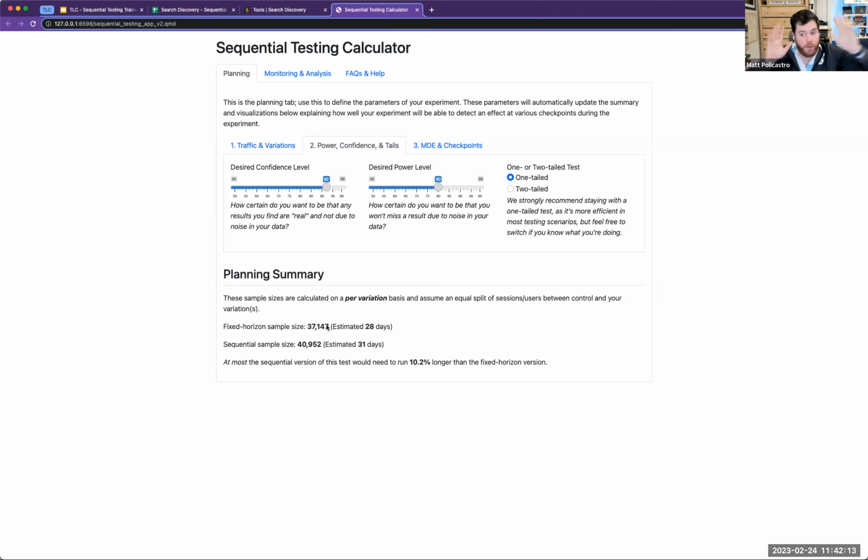We launch the test. We don't look. We're going to close our eyes, blindfold ourselves, and not look at it until it's done. And then there's the sequential version of this test, which, the reality is, is going to run longer. That alpha spending function is not perfect.